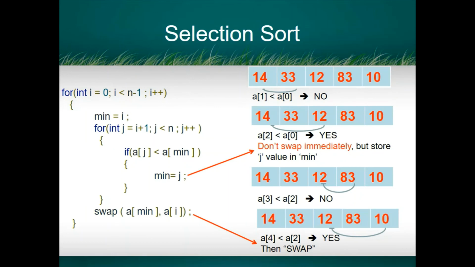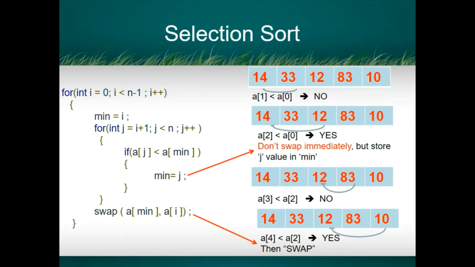Now, let's see with this example. Is a of 1 less than a of 0? A of 0 is 14, a of 1 is 33. I am taking some other array here. Is a of 1 less than a of 0? No. Is a of 2 less than a of 0? Yes. 12 is less than 14. Then don't swap immediately. We should remember this step. We should not swap it immediately, but store the j value in min.